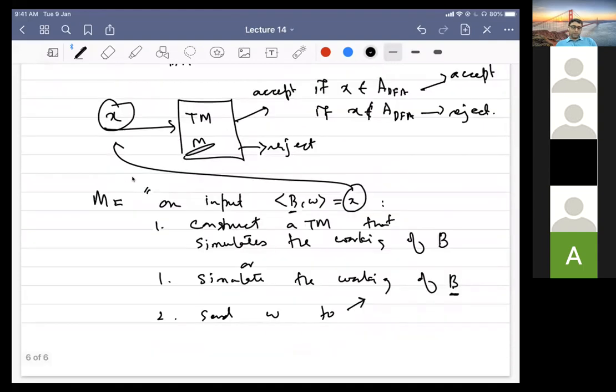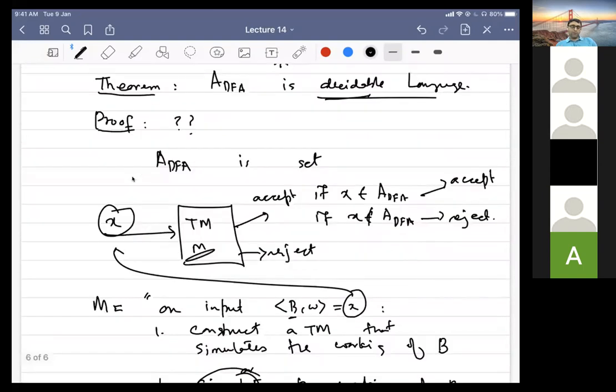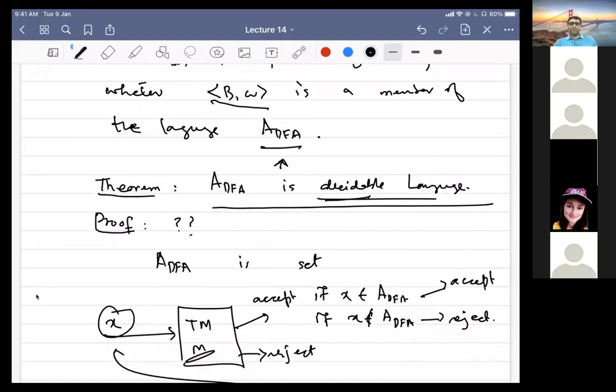Step number three: if our simulation accepts, then accept; reject otherwise. This is our definition of the Turing machine. And since we show that such a Turing machine can be constructed, this theorem is correct. This is the proof that ADFA is a decidable language. Is this thing clear to all? Yes, sir. Is it clear to every one of you?